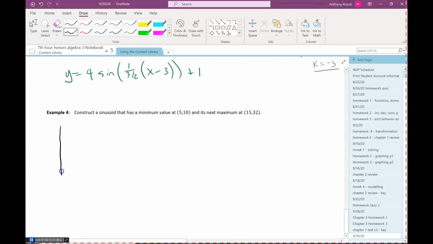So I would start by just kind of drawing a little bit of a picture to visualize what's going on, because here we're given some very specific information about the kinds of points that we have. So I don't know, like (5, 10) would be here, and like (15, 32) would be there. And we have like that much of the graph that we know about.